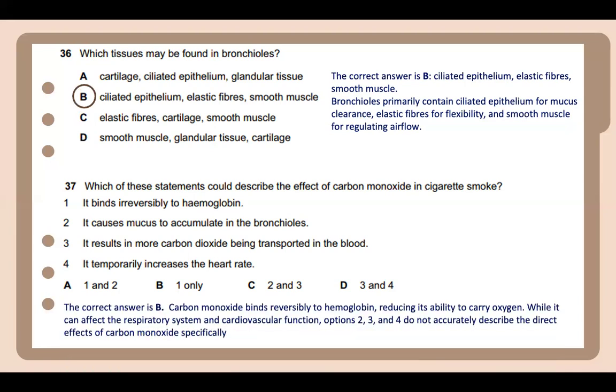Which of these statements could describe the effect of carbon monoxide in cigarette smoke? The answer is that it binds irreversibly to haemoglobin, which reduces its ability to carry oxygen, while it can also affect the respiratory system and cardiovascular function. Statements 2, 3, and 4 do not accurately describe the direct effect of carbon monoxide specifically.